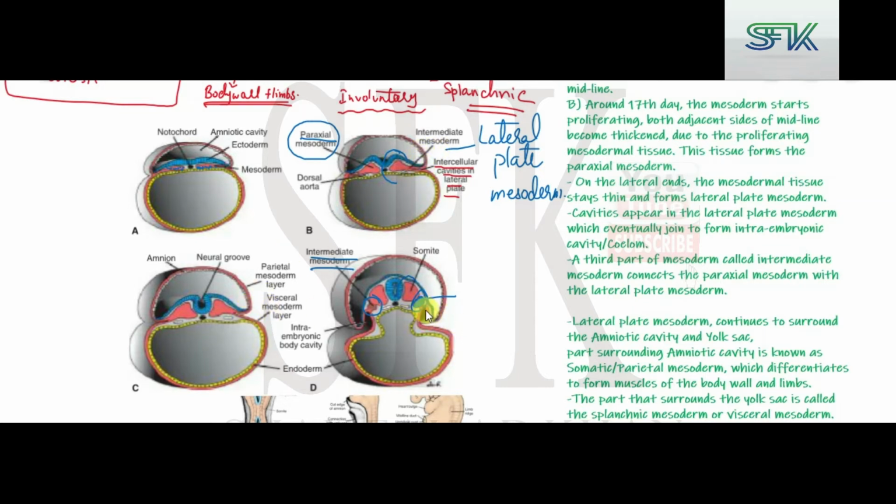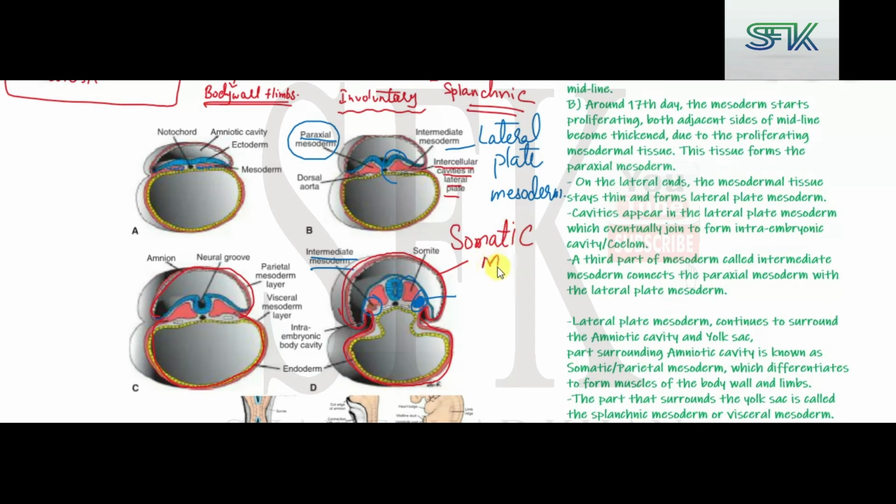The upper part surrounds the entire amniotic cavity, and the lower part surrounds the entire yolk sac. You can appreciate the same thing over here in this diagram: the lower part that surrounds the yolk sac and the upper part that surrounds the amniotic cavity. These are the two divisions of the lateral plate mesoderm. Now the upper part which surrounds the entire amniotic cavity is known as the parietal or the somatic mesoderm.